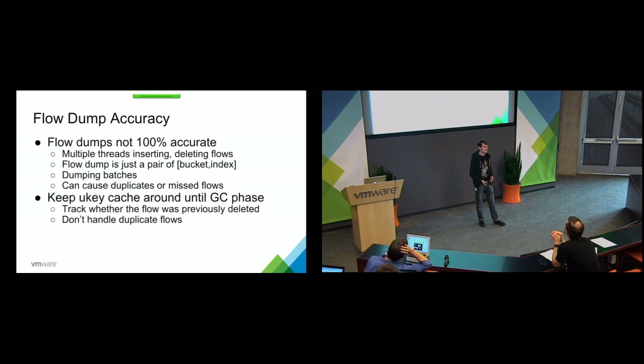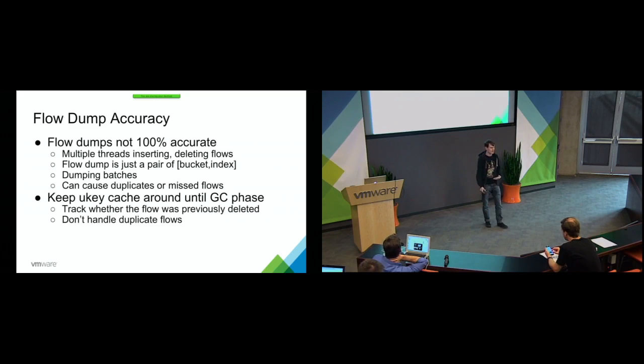Another aspect of it is flow dump accuracy. With the kernel interface, there's no guarantee that we will dump an exact copy of what's in the kernel cache. We have multiple threads inserting and deleting flows. We're dumping in batches. The flow dump is basically just an index into a table, and if we insert a new flow, then that index is incorrect. This can cause us to either duplicate flows, which is to say that the same kernel cache entry is sent back up to user space twice, or we may miss them because a flow is inserted, a flow is deleted, and then we start dumping the next batch from later in that flow table.